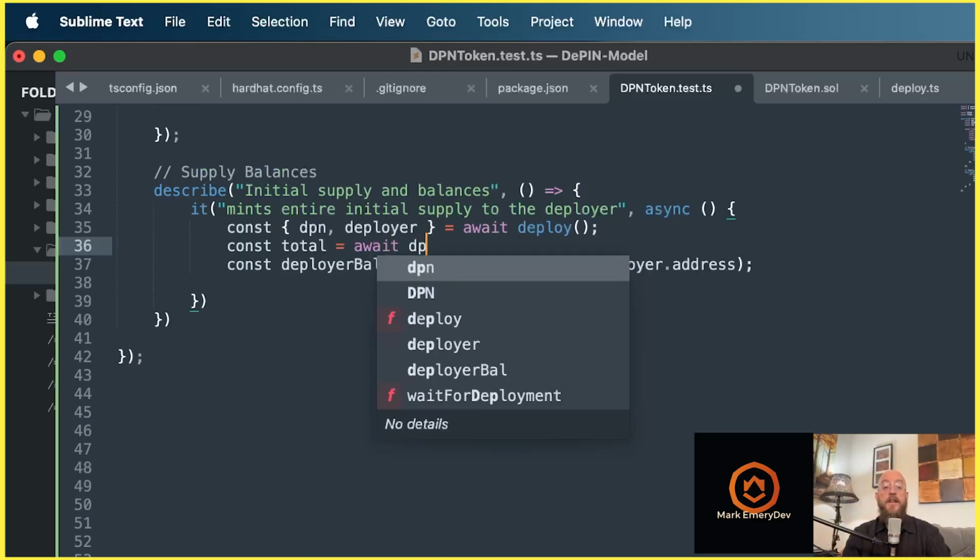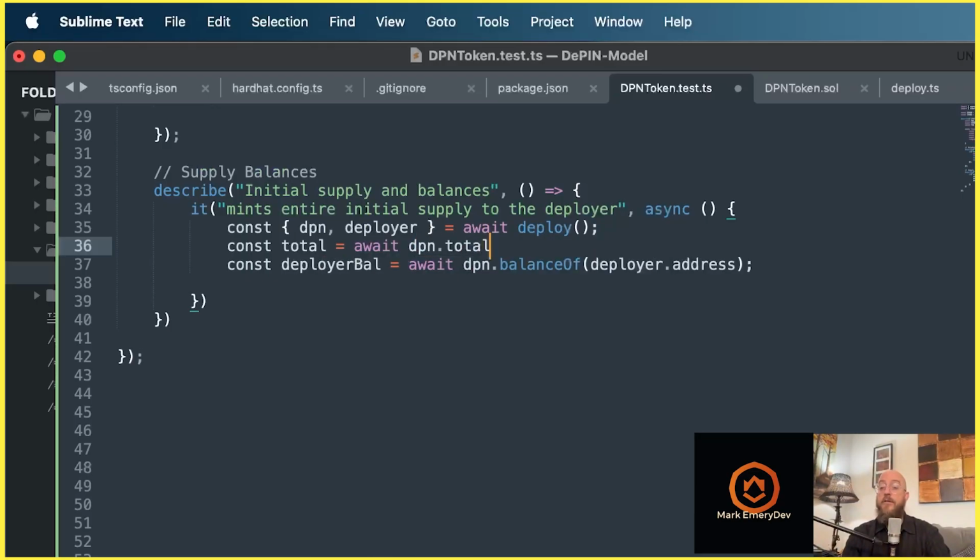So let's await the DPN total supply. And did we make that up, total supply? No, that's in the contract. That's a function that anyone could call. It's public. Remember that? How we set that up? Okay, so we'll get that total supply. We're checking the deployer's address. And then what should that equal?